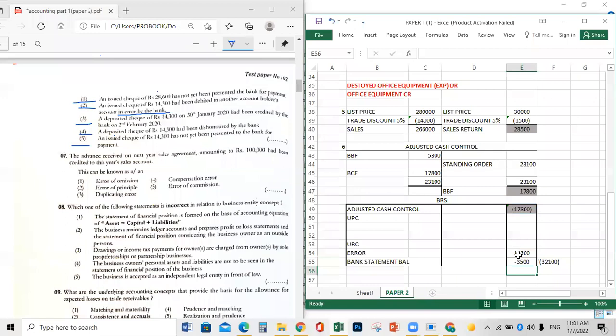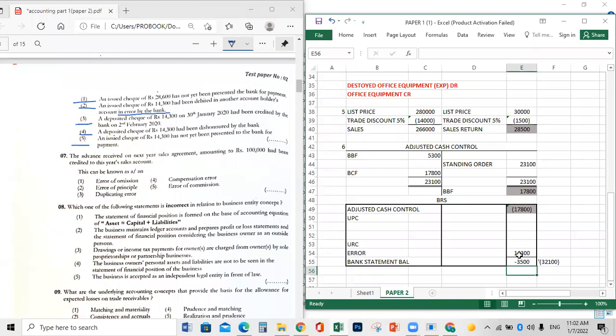Is the answer correct? No, you should get 32,100, guys. Your answer is still wrong. You should be able to correctly identify errors. You should be able to identify whether you should add or deduct. Remember, in reconciliation statements, you don't correct the mistake, you show the mistake. That means whatever mistake is done, you will also show it.